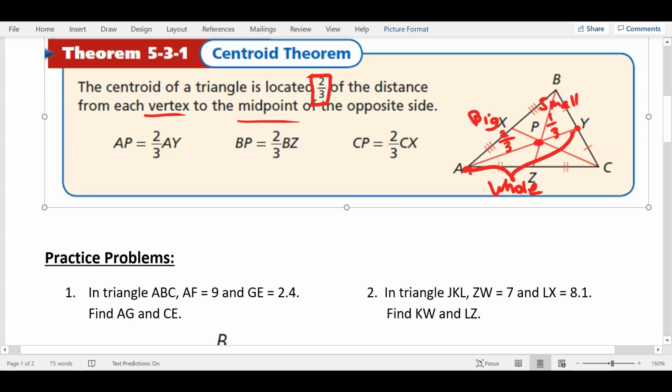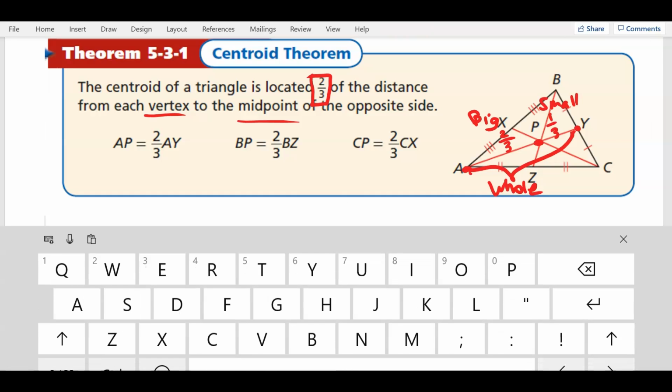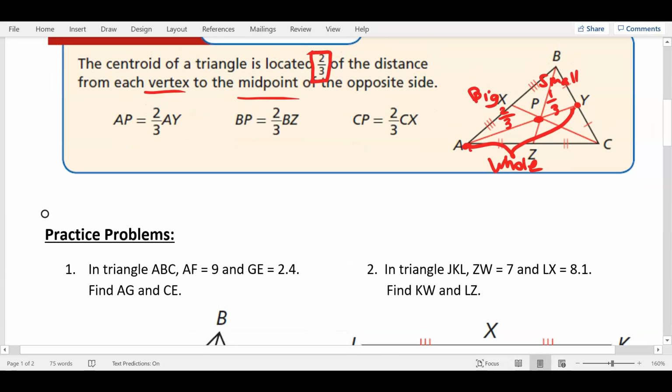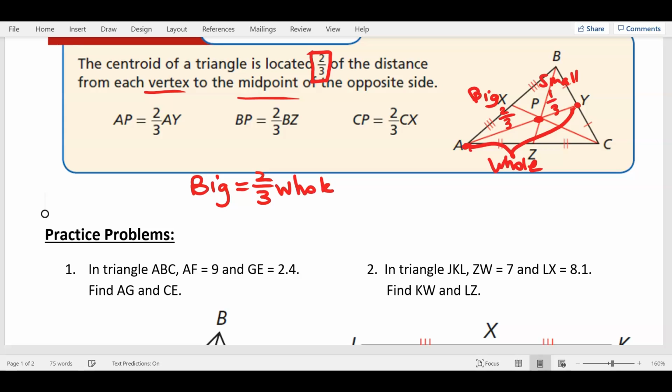There's a relationship between all 3 of these things. We're gonna write them down right now. And then we're gonna see how it works on number 1 and 2. So let's go ahead and write this down. Here we go, everyone's with me. All right, so go ahead and write big equals 2/3 whole. Everyone's writing this down, right? Please. The big one, if you're looking for the big part and you have the whole thing, you do the big equals 2/3 of the whole. Similarly, the small is 1/3 of the whole.